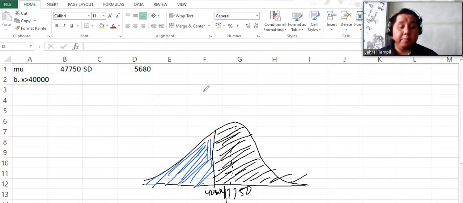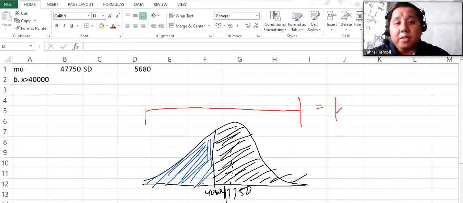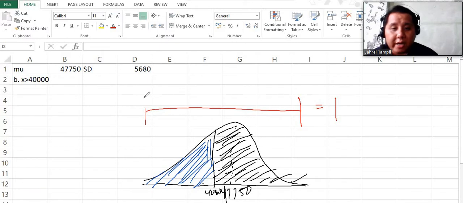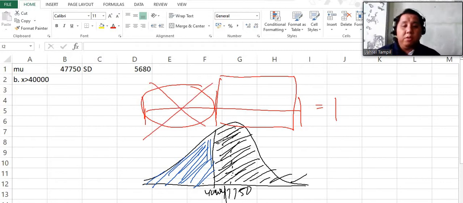One property that will help us solve this is that the probability of the entire curve should be equal to 1. If you remember, it is a property of probability distributions that the sum of all probabilities should be equal to 1. And this will help us. Why is that? Because if the entire area of the curve is 1, and this is the area that Excel gives us, but this is what we need. We don't need this, so we need to remove that. So we will remove this from the entire curve.